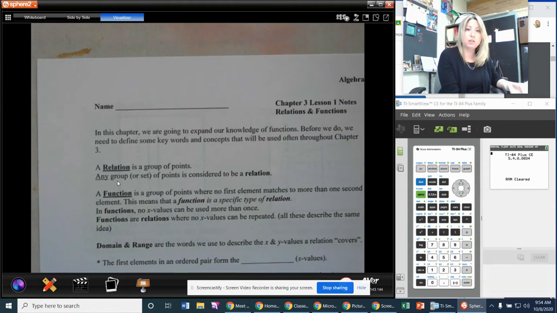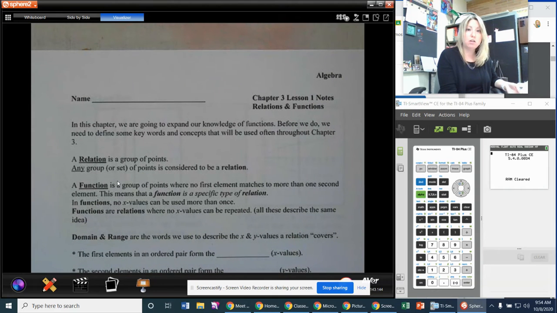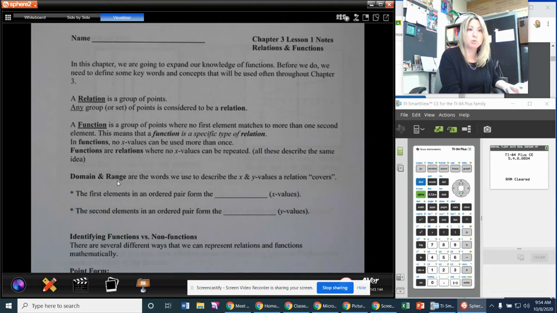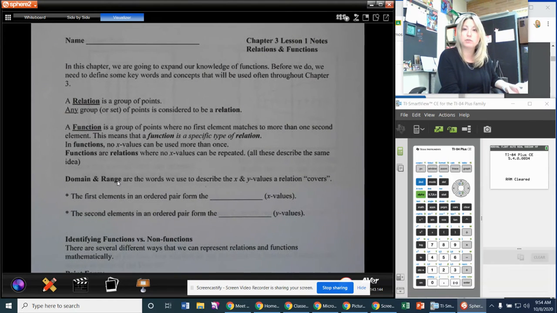All right, so this is chapter 3, lesson 1, relations and functions. The first thing you need to know is that a relation is any group of points. Anytime I give you a group of points, I am handing you a relation. Anytime. A function is a relation. So a function is a group of points where the x value is not used more than once. A function does not have a repeated x value.